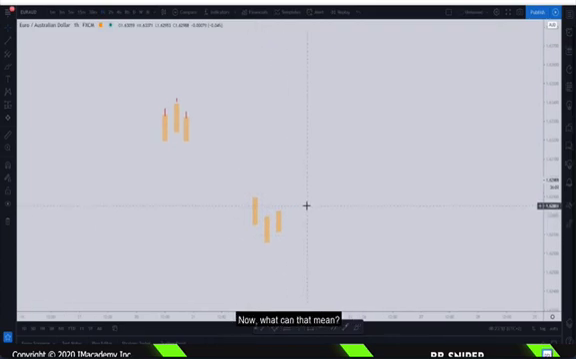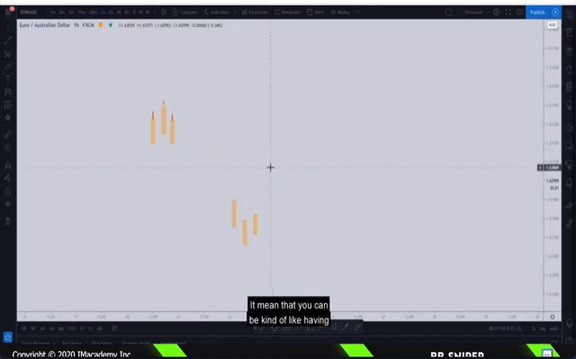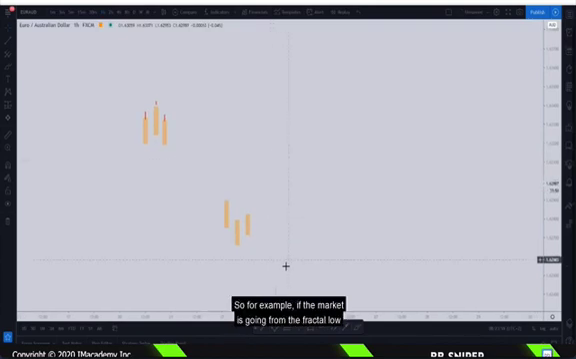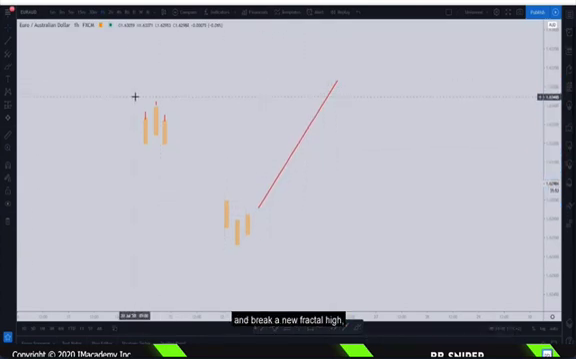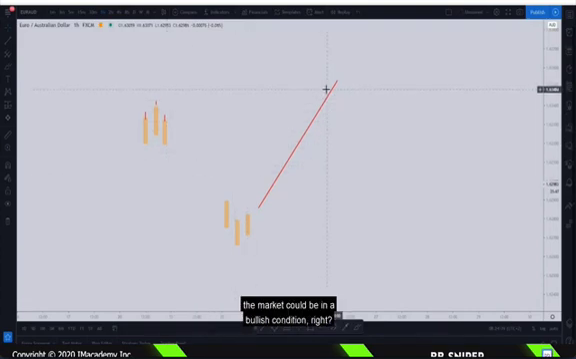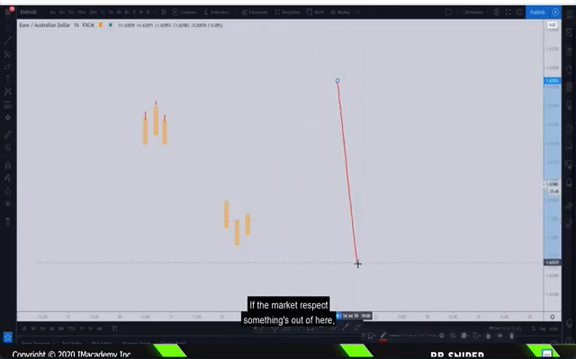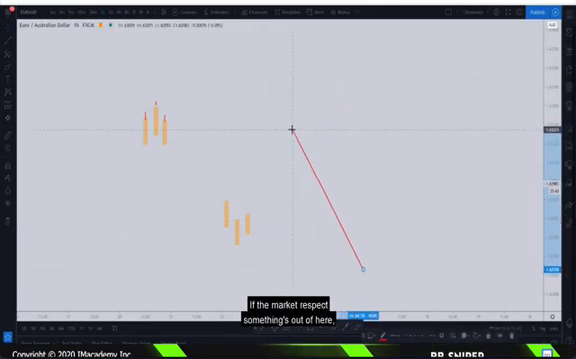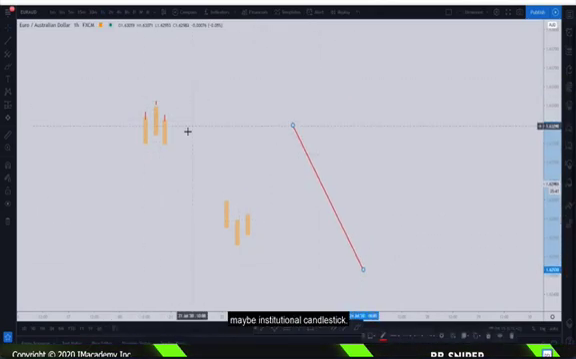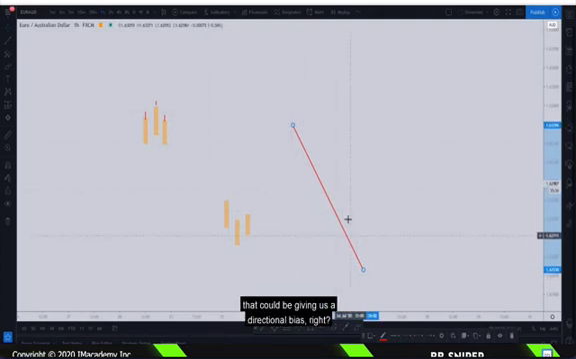Now what can that mean? It means you can get a sense of a directional bias. So for example, if the market goes from a fractal low and breaks a new fractal high, the market could be in a bullish condition. The same goes to the downside. If the market respects something in here, maybe an institutional candlestick, and we go down and break the fractal low, that could give us a directional bias. That could also be a break of structure.